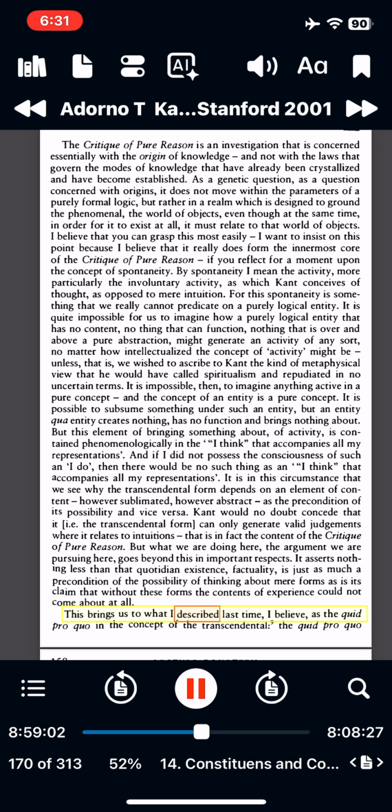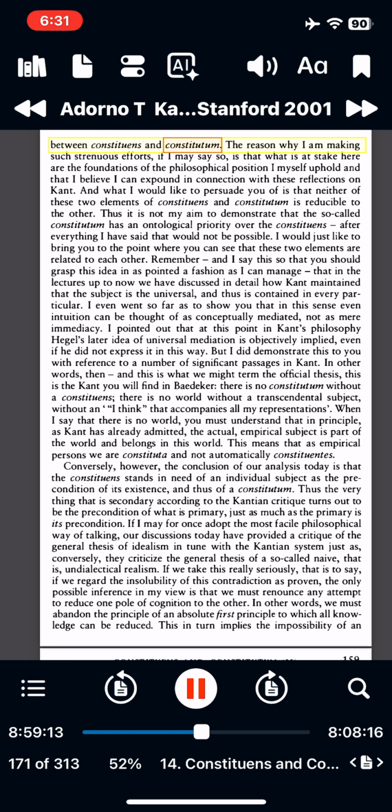This brings us to what I described last time, I believe, as the quid pro quo in the concept of the transcendental. The quid pro quo between constituens and constitutum. The reason why I am making such strenuous efforts, if I may say so, is that what is at stake here are the foundations of the philosophical position I myself uphold and that I believe I can expound in connection with these reflections on Kant. And what I would like to persuade you of is that neither of these two elements of constituens and constitutum is reducible to the other.